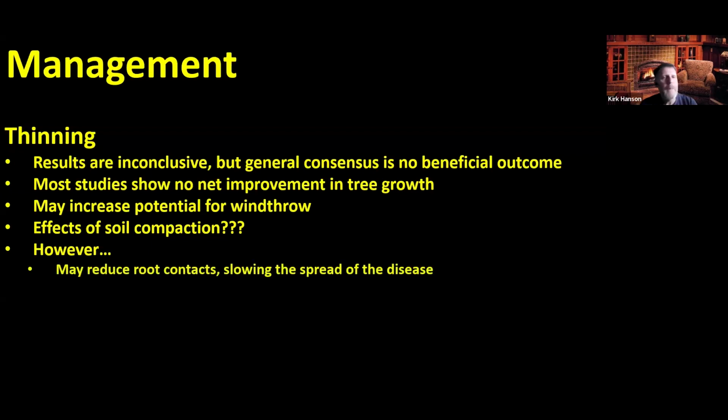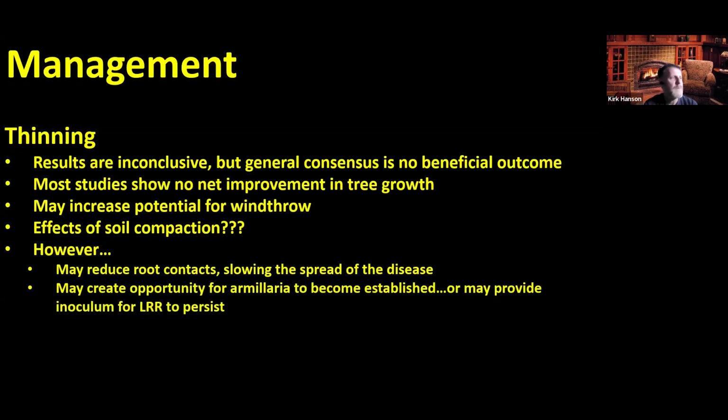However, by removing infected trees, we may remove some of the root contacts and therefore slow the spread of the disease. So we're not going to eliminate it, but it's possible to slow the spread by reducing the hosts for it. And also, we may create opportunities for armillaria to become established. Like I said, armillaria can infect stumps much more quickly than the Conifera porei, or those stumps also may provide inoculum for laminated root rot. So nobody really knows for sure. There's a lot of speculation around this.